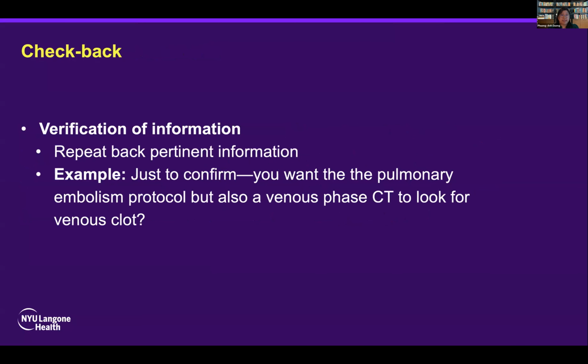So a check back is a verification of information. This is repeating back the pertinent information to the person that gave it to you. For example, checking back on a protocol that you wanted. You want the pulmonary embolism protocol, but also a venous phase to look at venous clot, and just repeating back what you heard in that conversation. And I do this myself automatically a lot of times, especially when I'm making an appointment for myself. I make sure that I heard the date correctly and the time correctly, so that there's no miscommunication and I don't put things down in the wrong place in my calendar, because I will not show up.